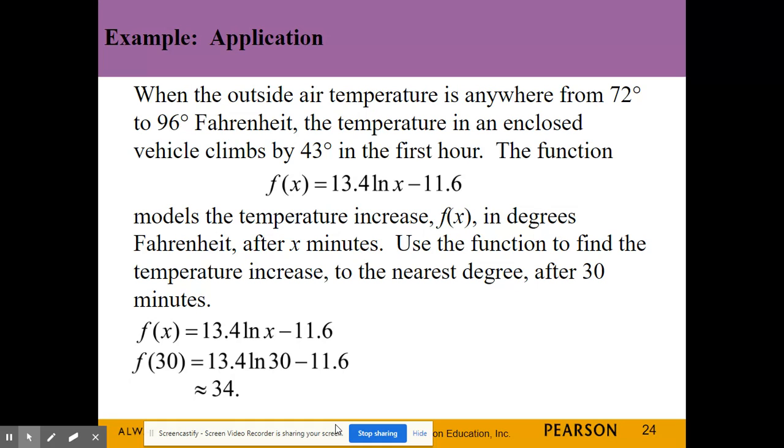So use the function to find the temperature increase to the nearest degree after 30 minutes. So you're just going to substitute 30 in for x. Again, you're just given the log function. You're substituting 30 in for it and then evaluating. So after 30 minutes, the temperature raised 34 degrees.